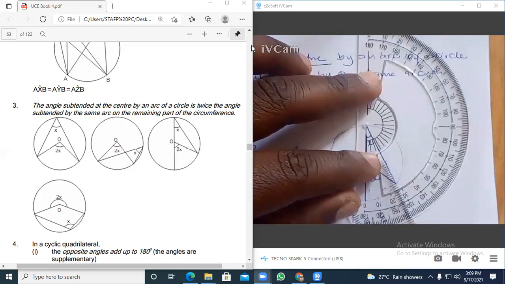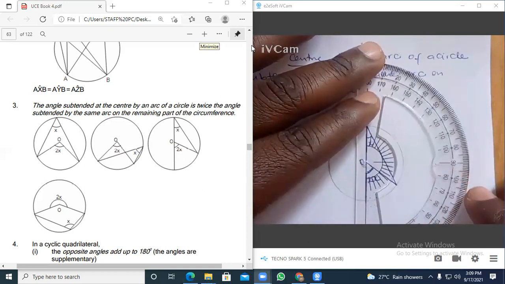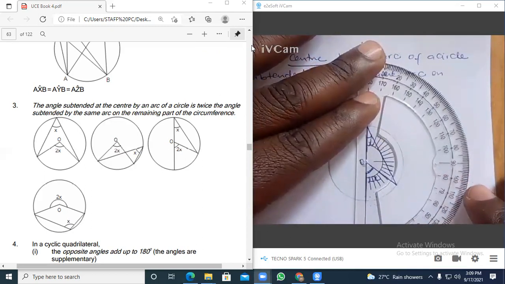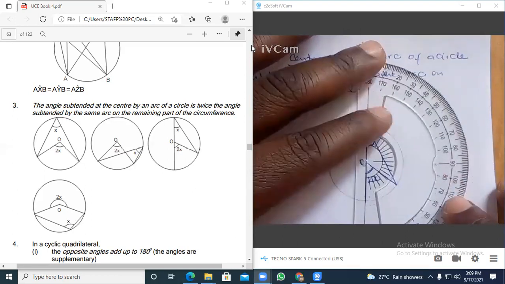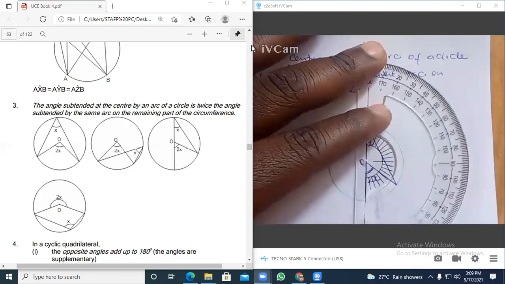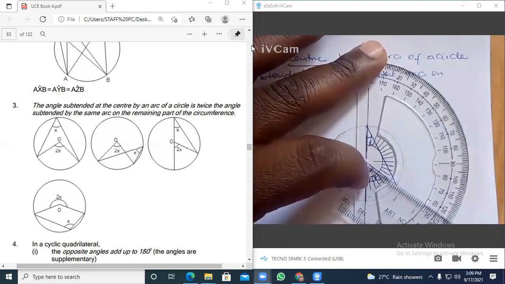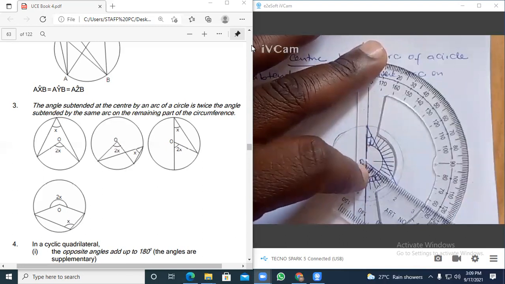And then if you are to measure this angle, which is here, let us see. 28 times 2, what do you get? You get 51? Yes, this angle is 56.